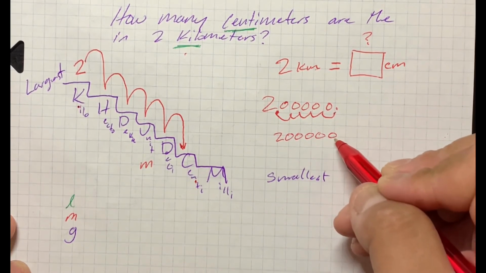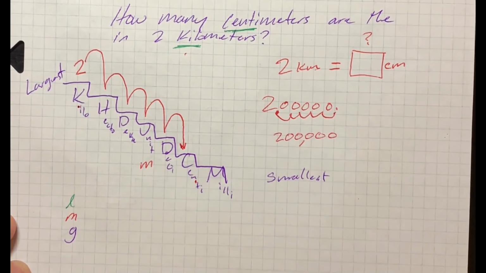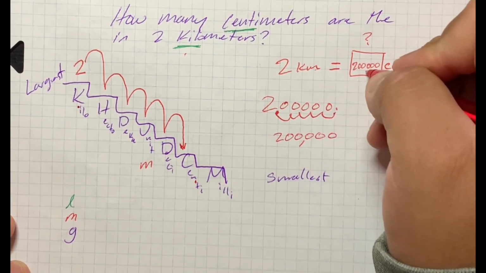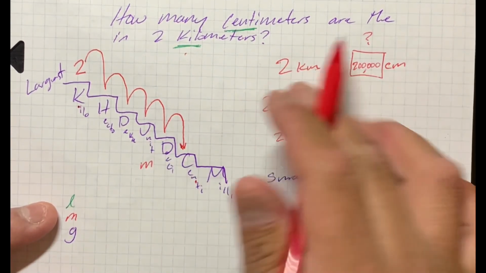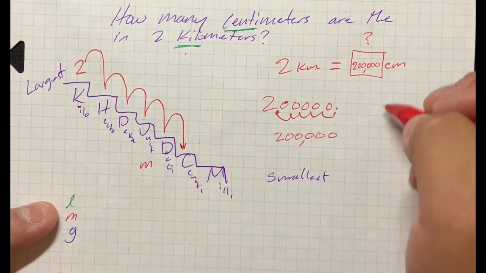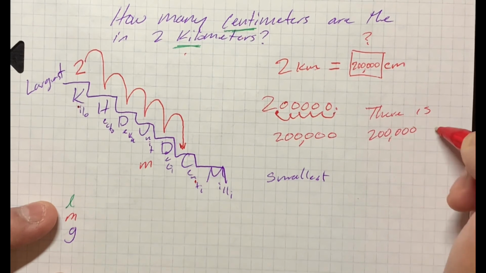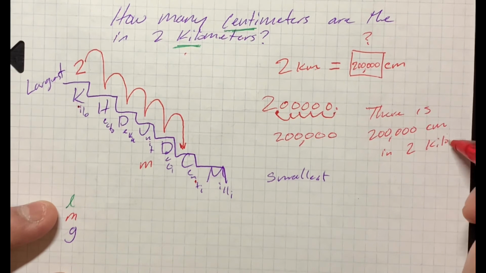So let's go ahead and count these. Every third one, we're going to put a comma there. And then we're going to plug that in here. 5 zeros, put a comma there. So that means that in 2 kilometers, we have 200,000 centimeters. Okay. So how many centimeters are in 2 kilometers? There is 200,000 centimeters in 2 kilometers.